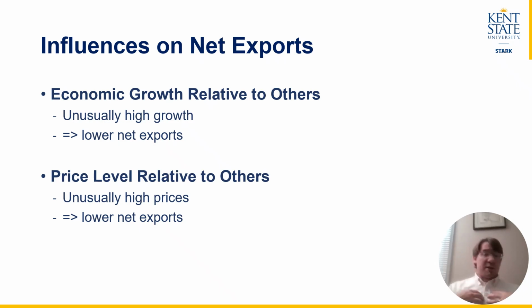On the other hand, if our economy is growing relatively slowly, the opposite will be true. That is, we're not going to be importing much, we'll be exporting a lot because the rest of the world is growing quickly, so we'll see higher net exports. The next effect would be price level relative to others. So if our economy has unusually high prices compared to other economies, then we're going to see relatively low net exports. If American goods are expensive, Americans aren't going to buy American goods. We're going to import from abroad. And if American goods are expensive, others aren't going to buy American goods, so we're not going to be exporting much either. So imports will be high, exports will be low, or put another way, net exports will be low if we have an unusually high price level compared to other economies.